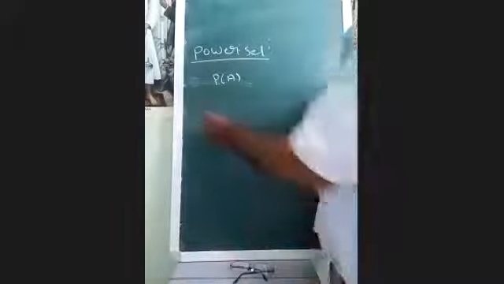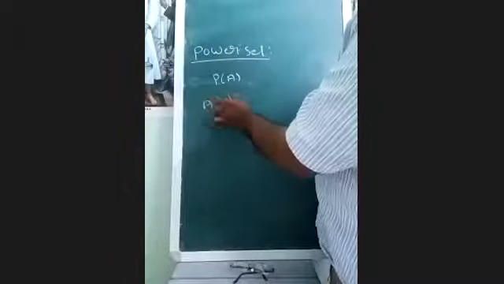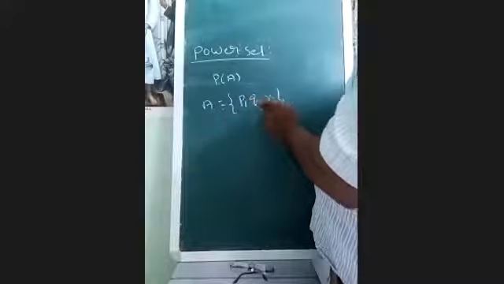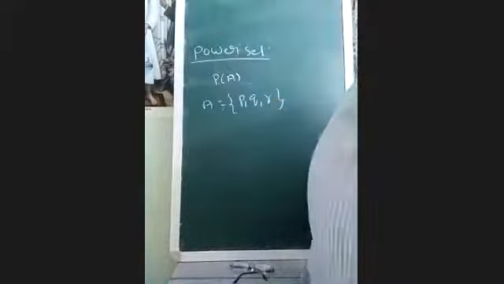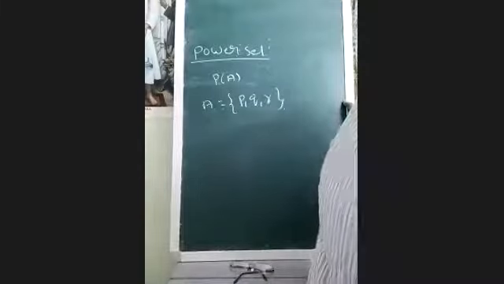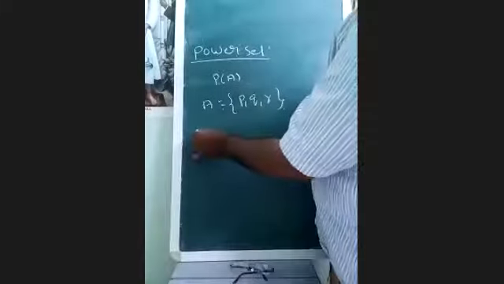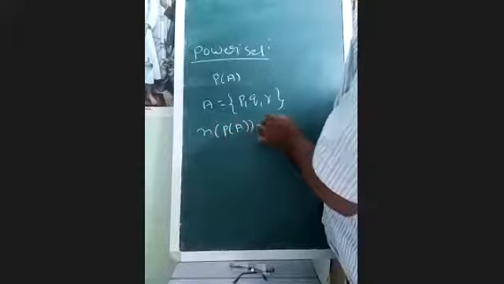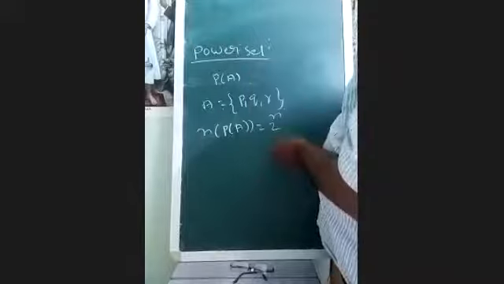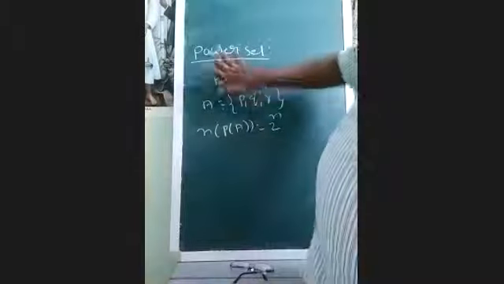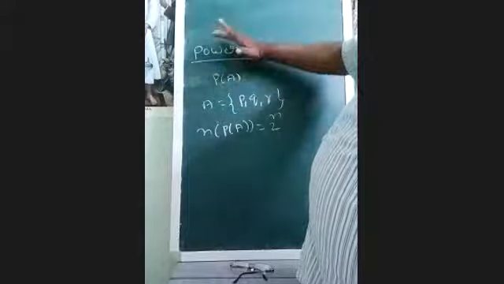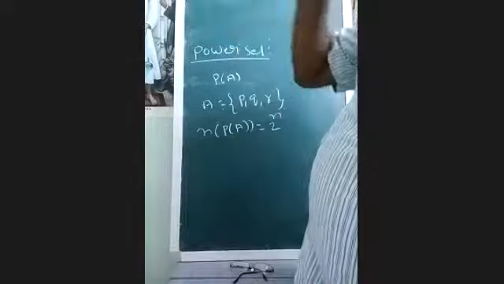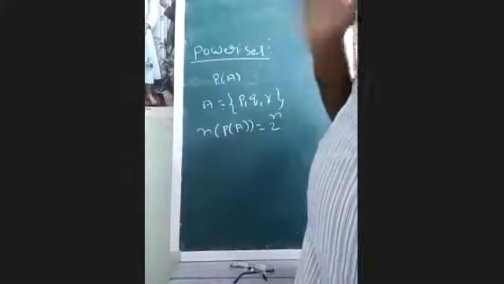For example, take set A with P, Q, R. Then find the number of elements of the power set. How? n of P of A is equal to 2 power n. What is the definition of the power set? The set of all subsets of a given set is called the power set.